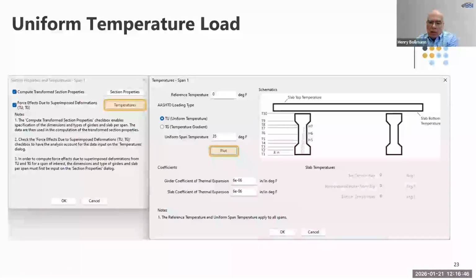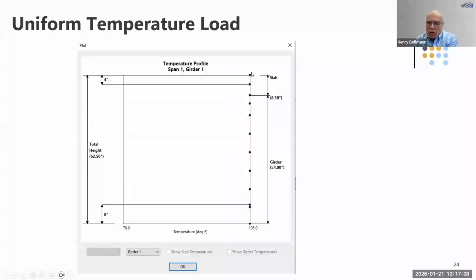We're going to apply a uniform temperature load over here. And the reference temperature here I'm saying is 0 degrees. And it doesn't matter what it is. You could put 100 degrees here, but this is 35 degrees. So we're going to put a uniform temperature of 35 degrees. And when you click plot, it shows the temperature. Now you see this says 70. So originally I had this at 70 and 105, but this is 0 and 35, same thing.